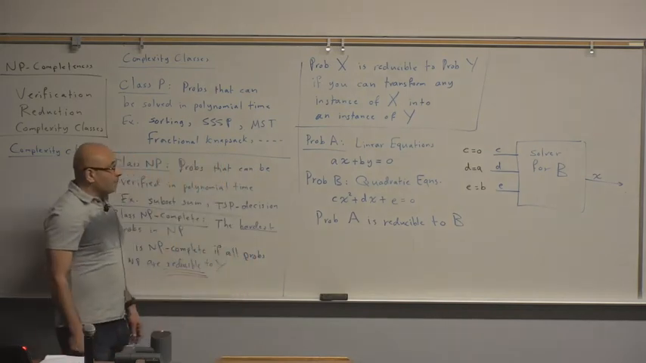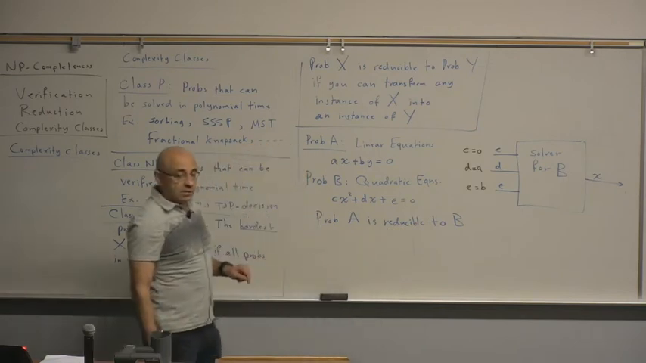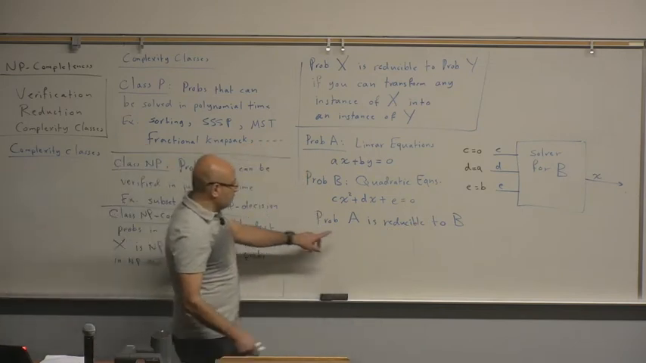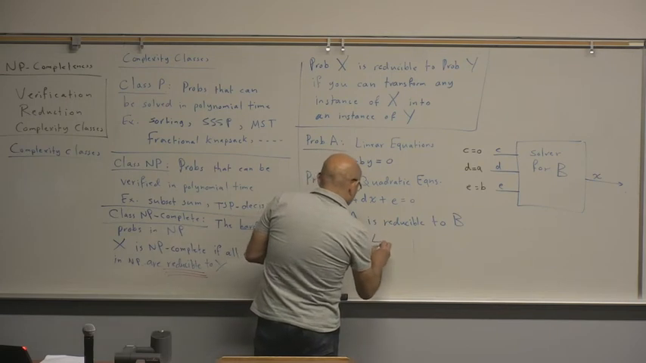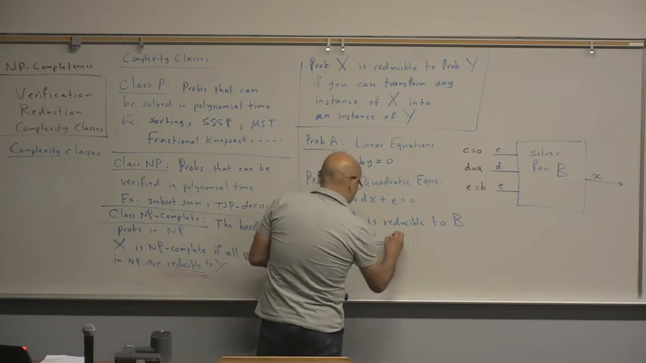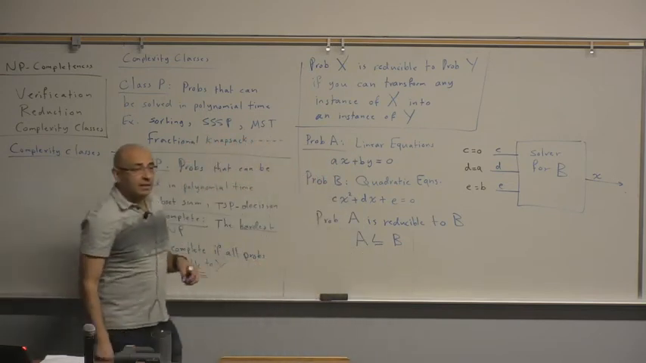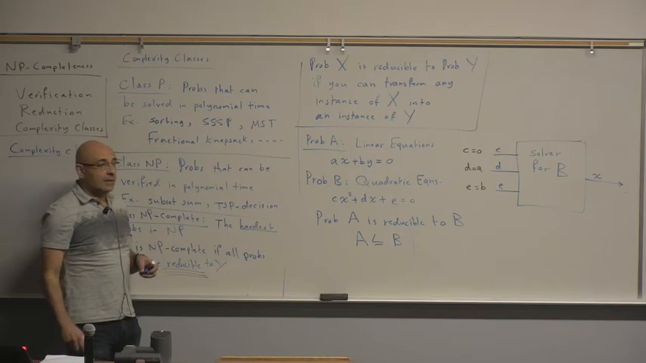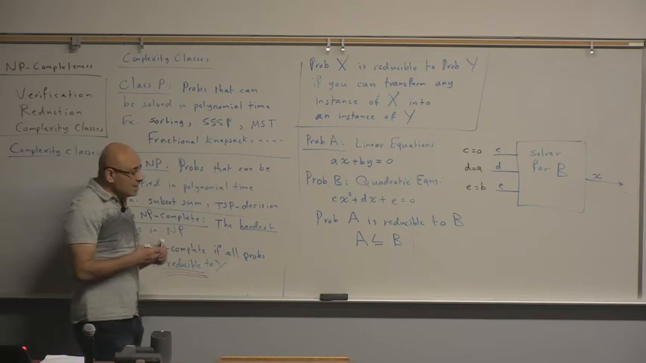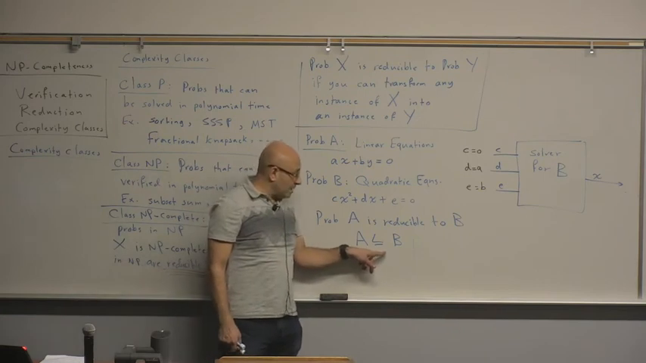Now, the notation that we will be using to express this is, if A is reducible to B, we're going to say A is less than or equal to B. Here, in this context, less than or equal stands for reducible to. But now, why is using the less than or equal symbol a good mnemonic here?